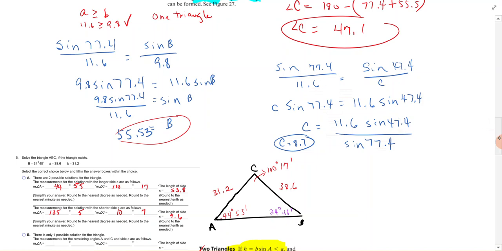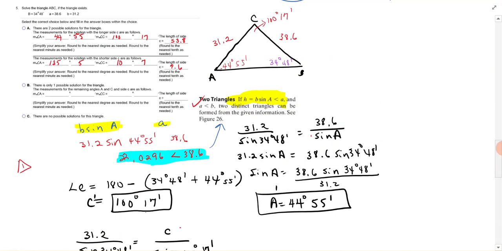Number 5. Number 5 does have two triangles. b sine A, if we let A be 38.6, and b is 31.2, and when we do it this way, we get 22.0296. That's less than 38.6. So if that's less than A, and A is less than b, two distinct triangles can be formed with the given information. So we do have that case.